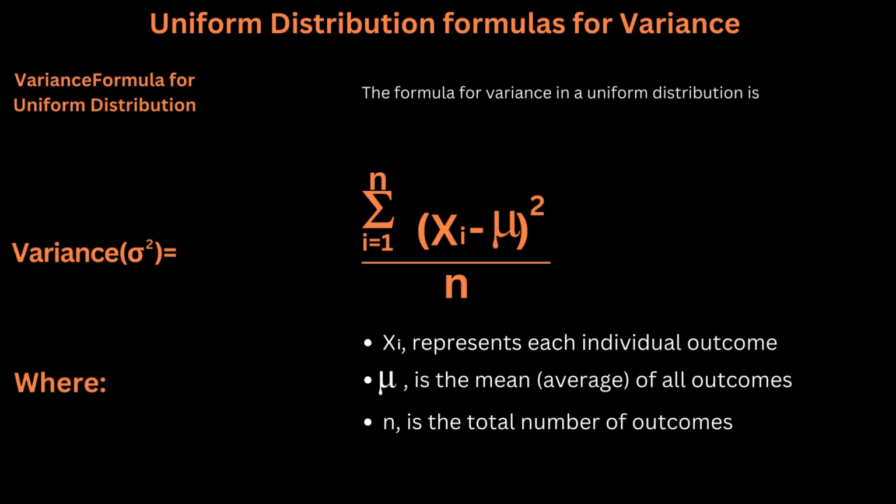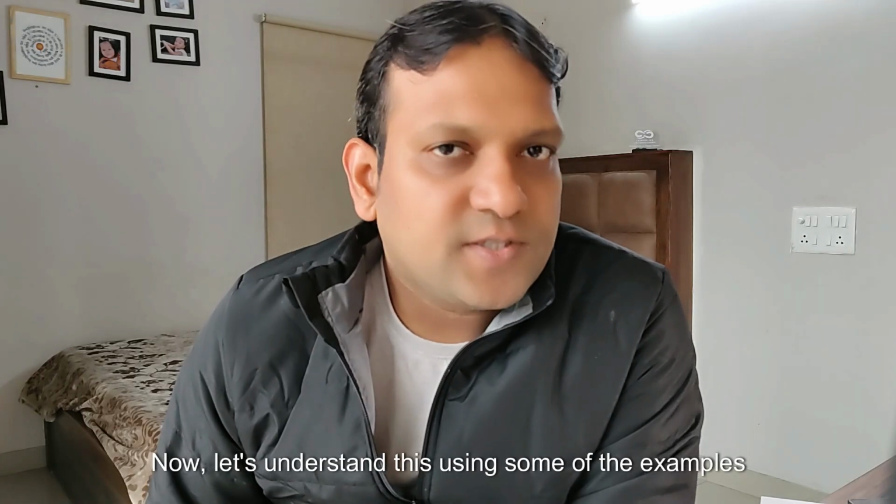Next is the variance formula for uniform distribution. The formula for variance in a uniform distribution is variance equal to summation of (xi minus mean) whole square, divided by n, where xi represents each individual outcome, mu is the mean of all outcomes, and n is the total number of outcomes. Now let's understand this using some examples.